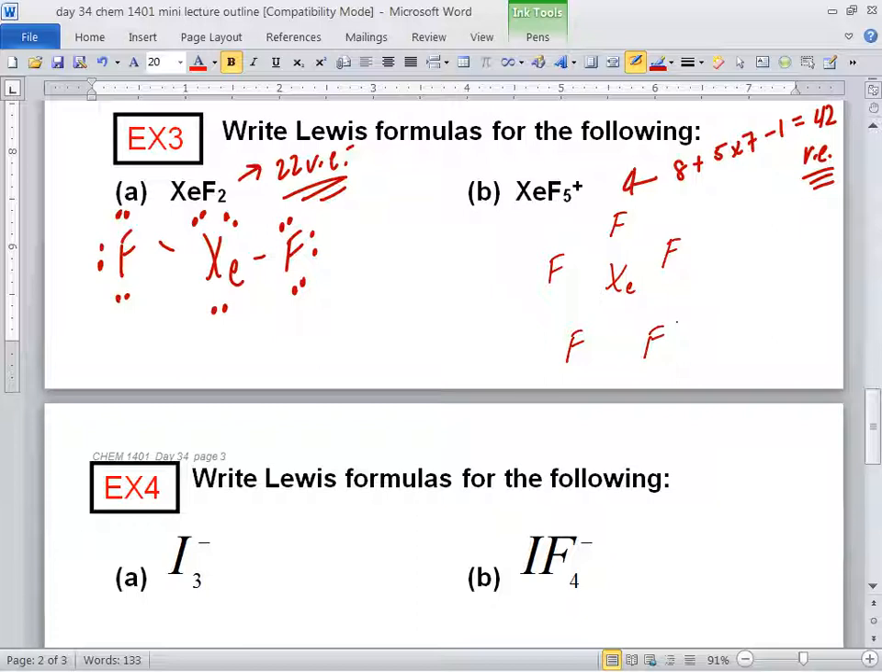You know what's faster? Each one has 8. So 1, 2, 3, 4, 5 times 8 is 40. So each fluorine will have 8 around it, and 8 times 5 is 40. So you're going to be left with 1 lone pair on that xenon. Oh, and don't forget your brackets.